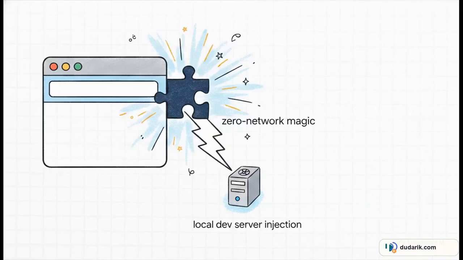Now, native browser support is admittedly still a draft proposal at the W3C right now, but you don't have to wait. You can test this zero network magic today. Just install the Polyfill Chrome extension from the Web AI community. Or, if you're a developer, grab the official Vite plugin, vite-plugin-cross-origin-storage. It injects the polyfill straight into your local dev server automatically.